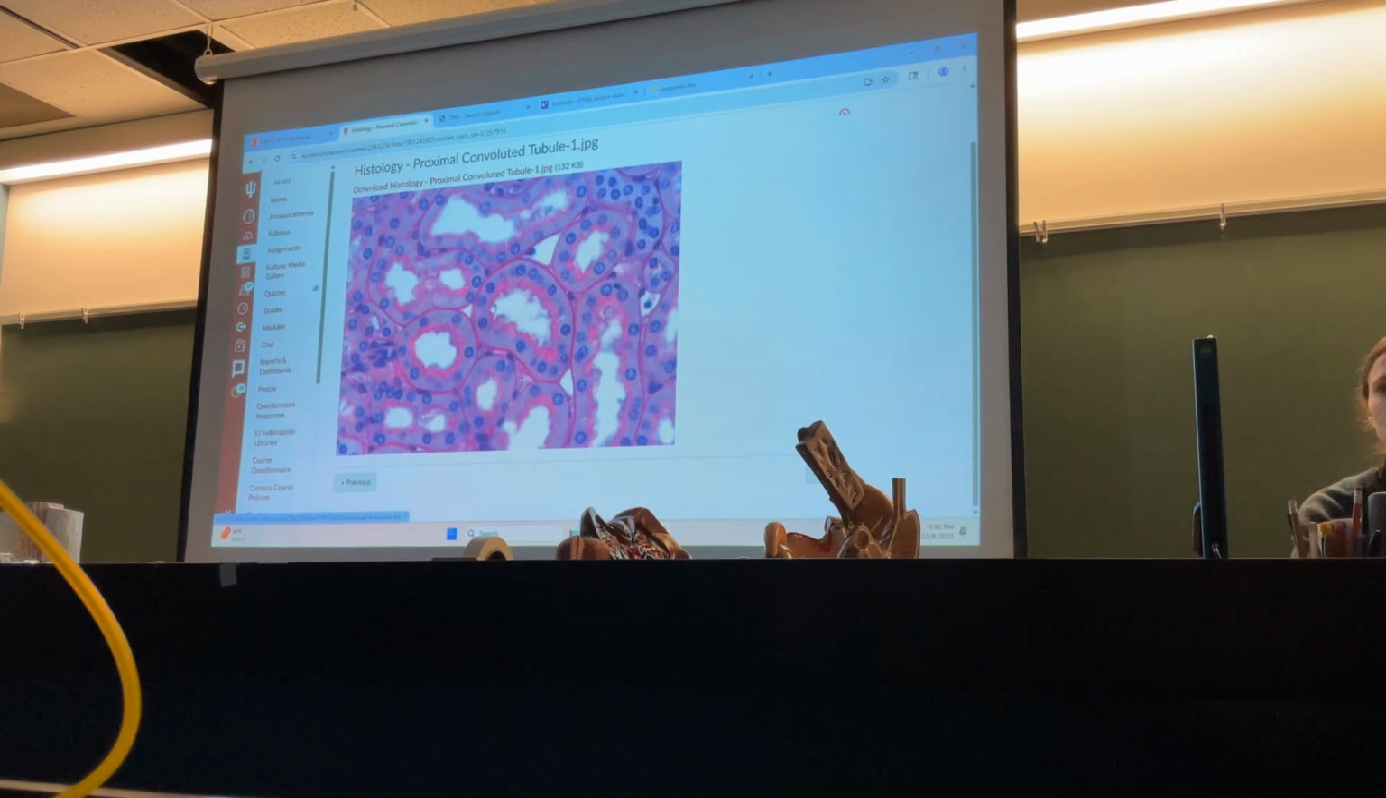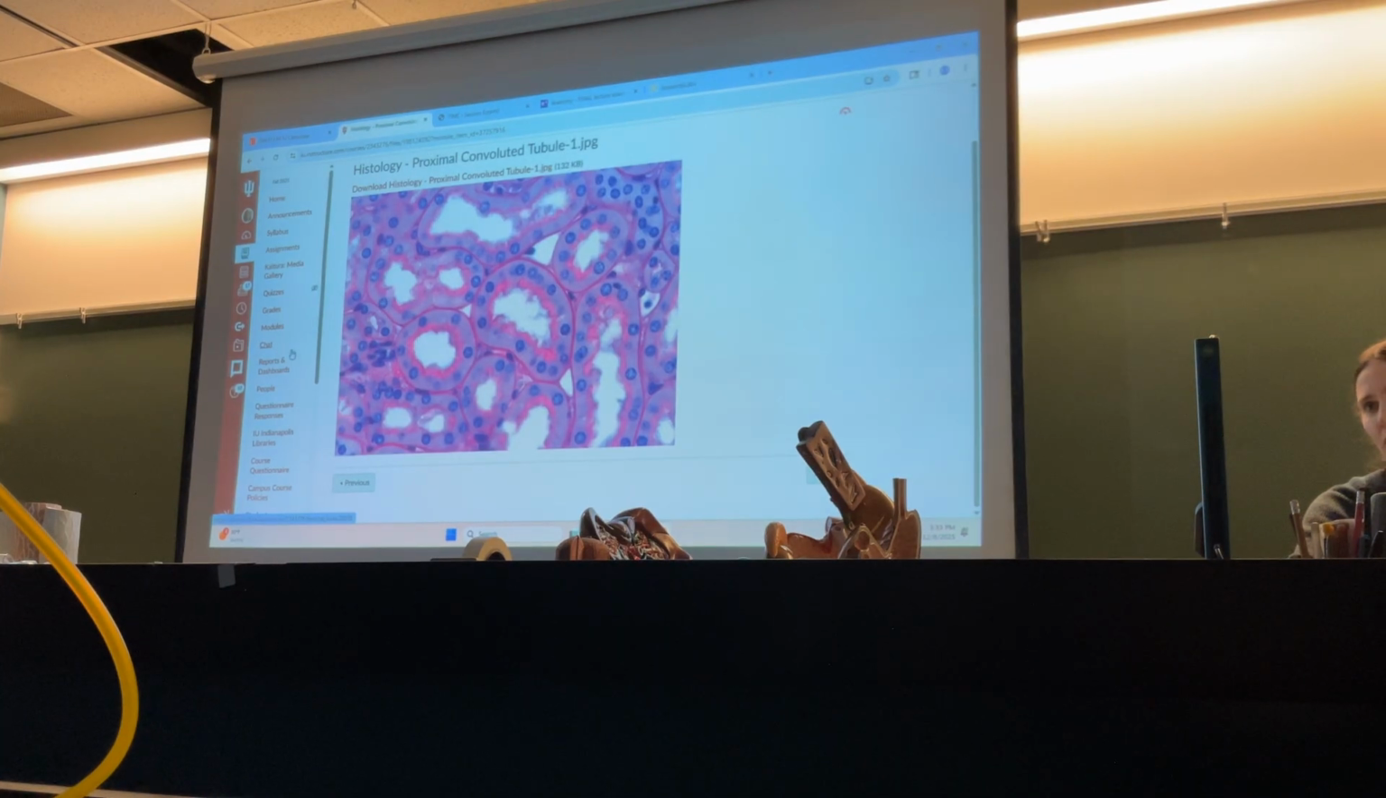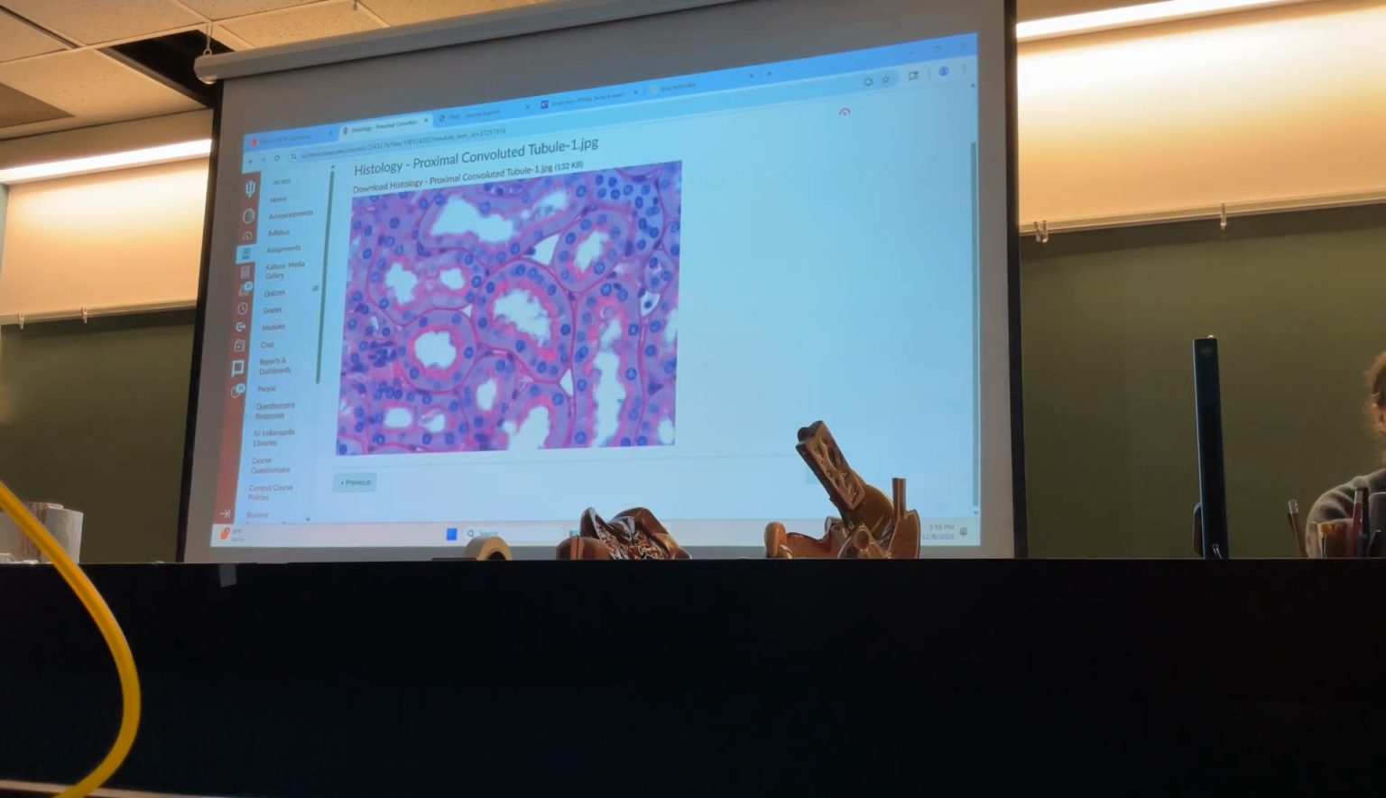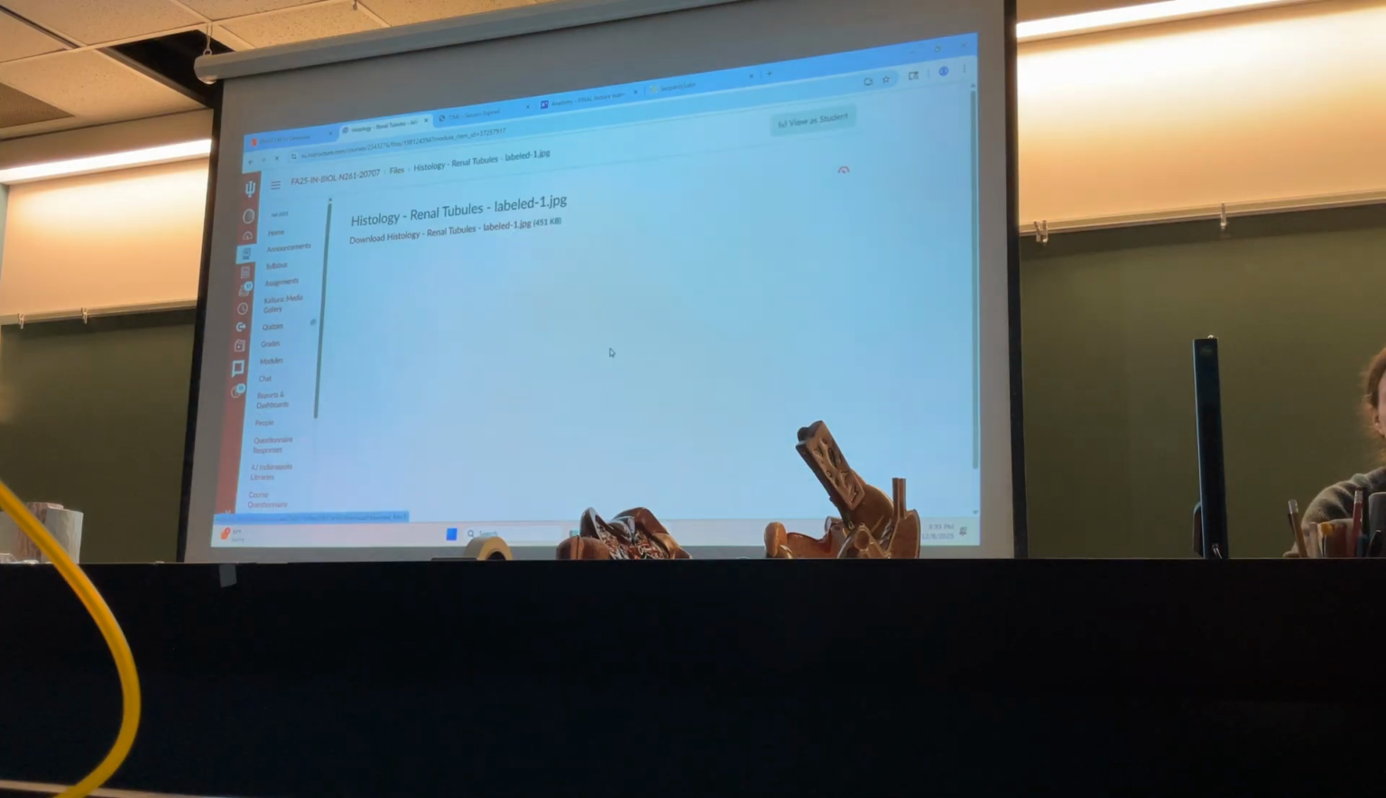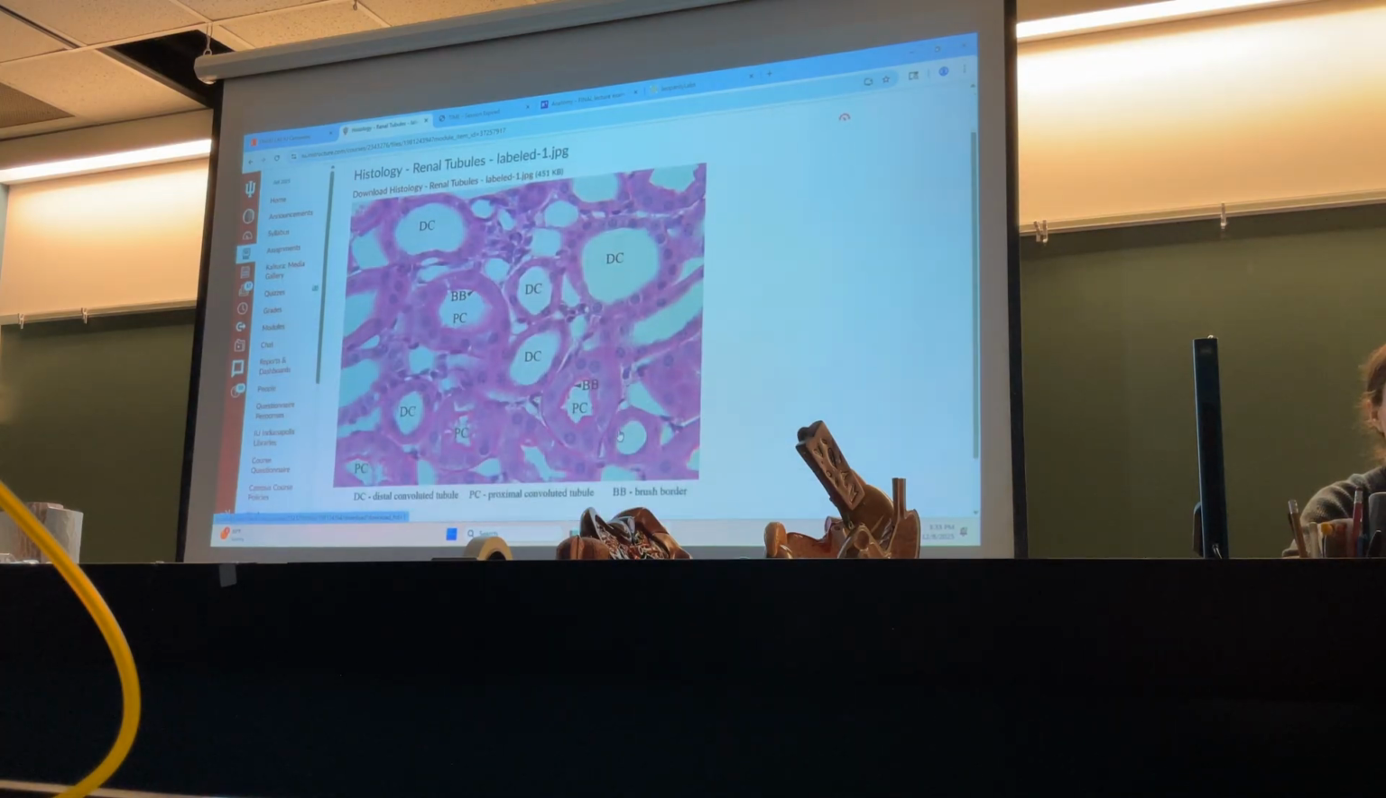So that's why they call the PCT the mass absorber, because once your blood is filtered into the tubules, most of what's been filtered is going to be reabsorbed in that PCT. And it's partially facilitated by that brush border. The DCT does not have a brush border. Its reabsorption and secretion is going to be regulated by hormones like aldosterone, like ADH, also ANP, atrial natriuretic peptide.